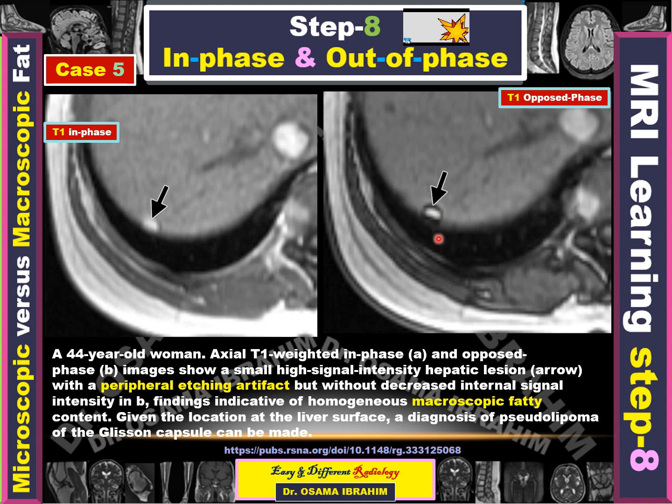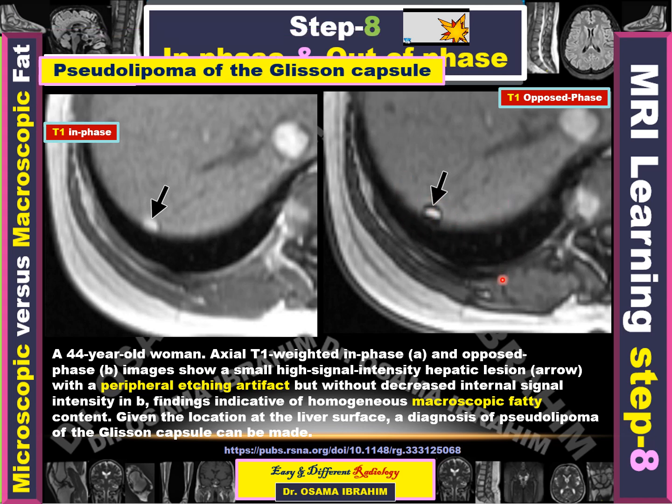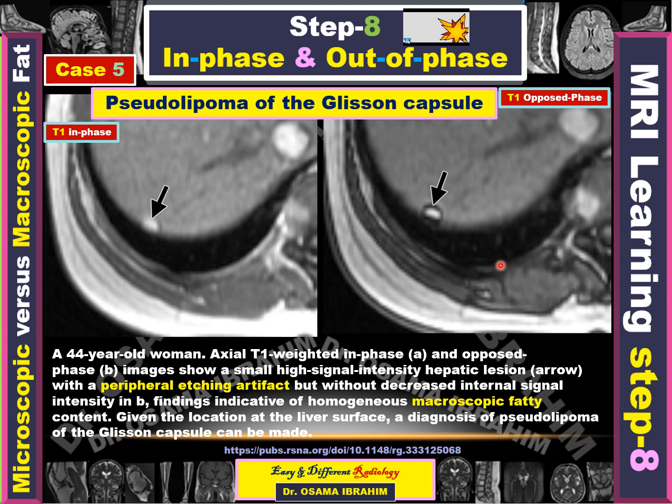So this site is diagnostic for the pseudolipoma of Glisson's capsule, and this is due to non-suppression of signal in the opposed phase. It is not diagnosed as microscopic fat, but diagnosed as a macroscopic fatty lesion with this peripheral etching, which is characteristic for lipoma, and the site of the lesion is characteristic for Glisson's capsule. So this is diagnosed as a pseudolipoma of Glisson's capsule.